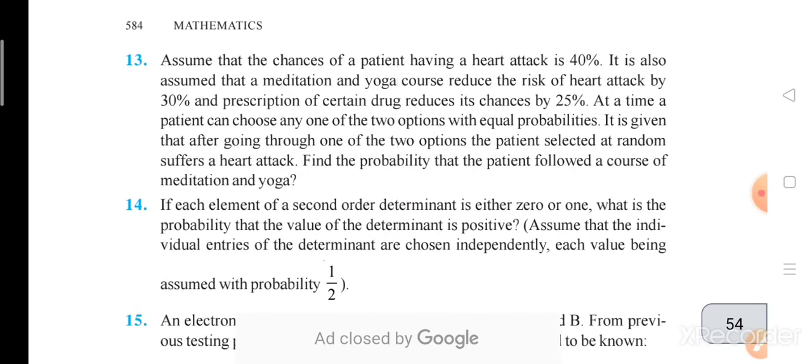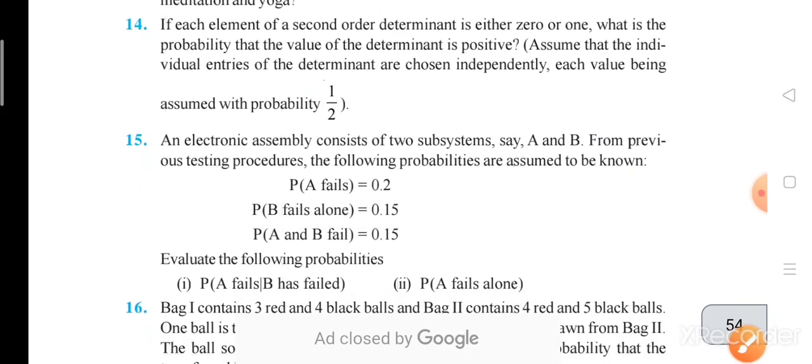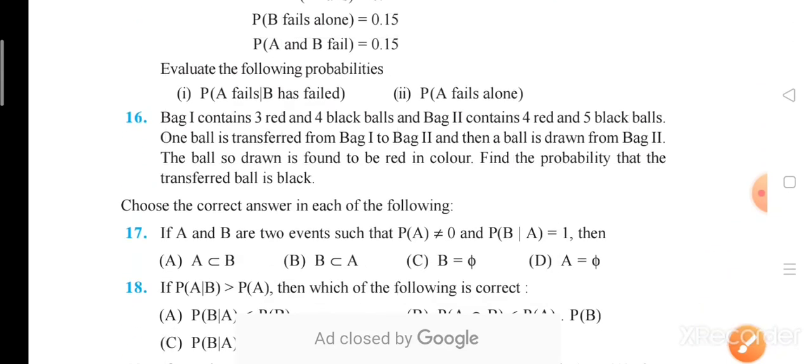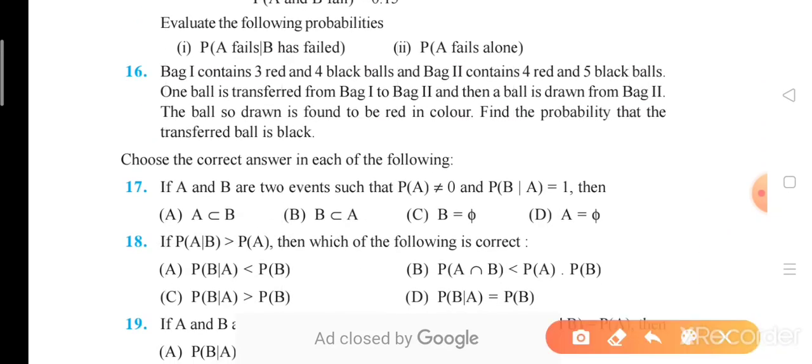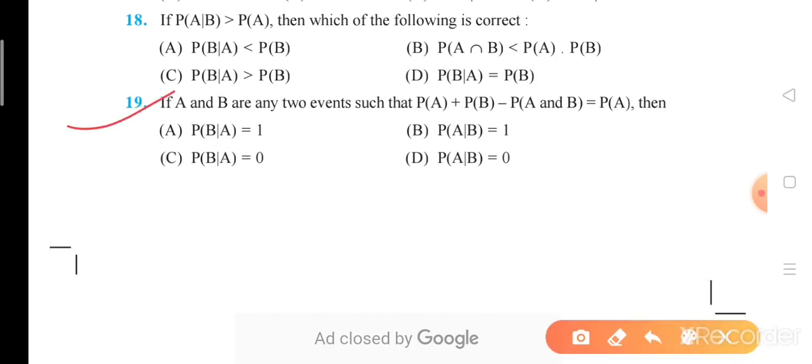Here you are doing very well. Question number 14, 16, 18 and the last problem 19.